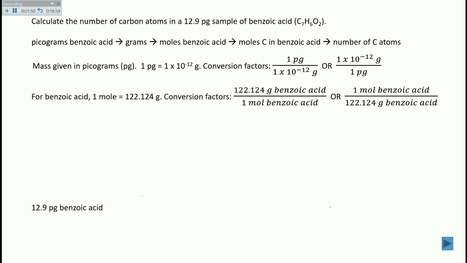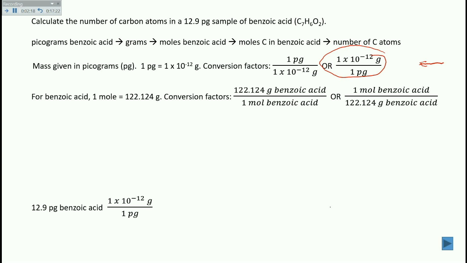So let's start off our problem. Here's our starting information. My first step is to convert those picograms into grams. So let's apply that definition. The conversion factor I'm going to need comes from that first set there. So my two possibilities are here. What I want to do is cancel picograms and keep grams. So I'm going to use this one.